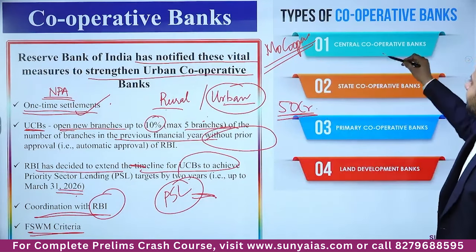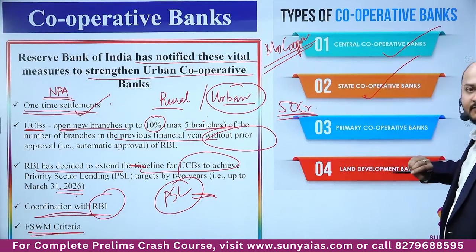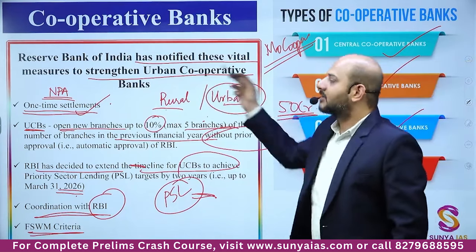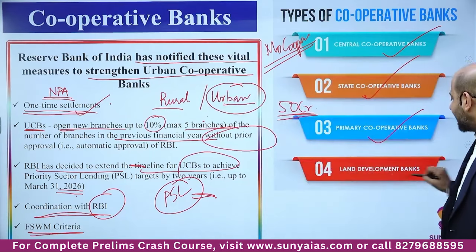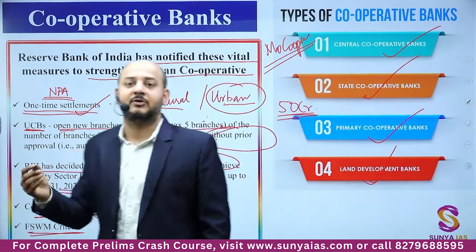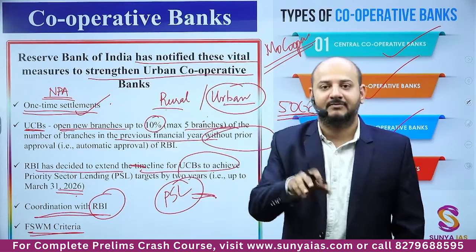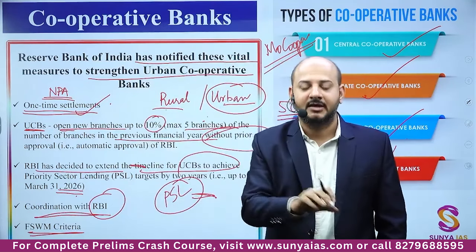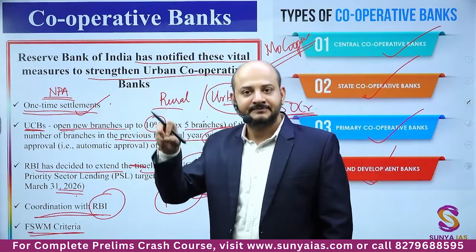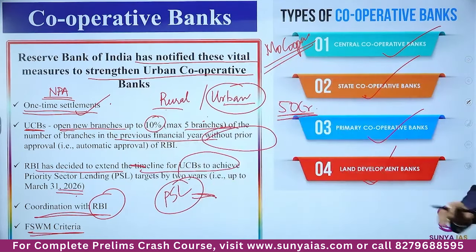Now understand, central cooperative banks are one classification. State cooperatives are there, particularly dedicated towards one state. Primary cooperative banks, like primary urban cooperative banks. Land development banks, for the development of land, what agricultural activity we are doing, or for the land, particularly the land which is neither arable, neither agriculture can be done on it, nor it was used for forestation. Therefore, we can create some infrastructure on that. Therefore, it is land development banks.